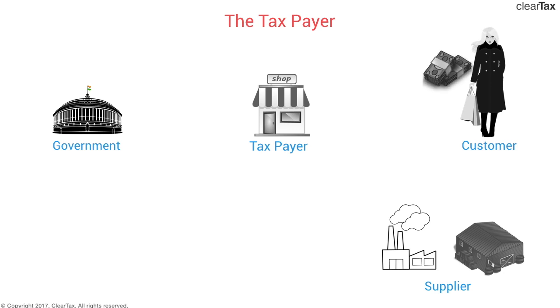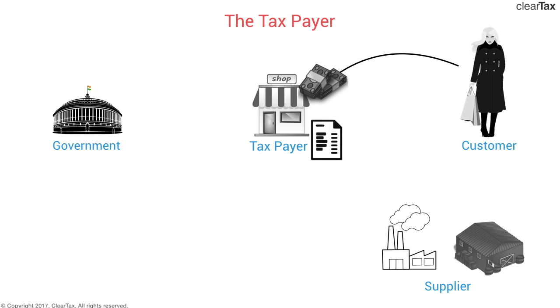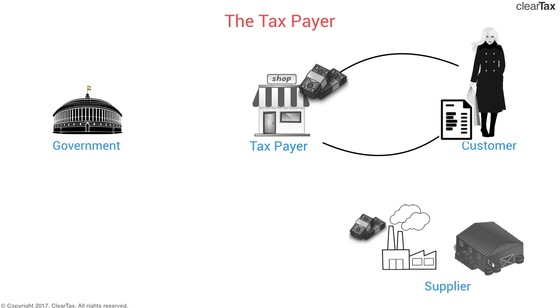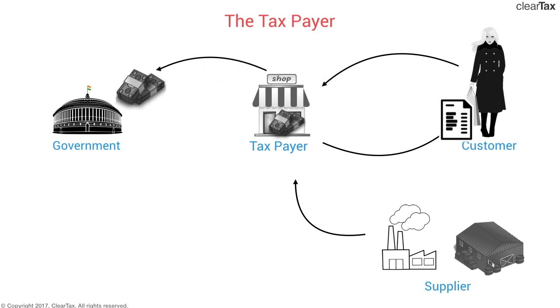First, he will have to collect tax from the customer at the prescribed rate, the rate prescribed by the government. Second, in return for collecting this tax from the customer, he will have to issue a tax invoice. Third, from his supplier, he can claim input tax credit on his purchases. The fourth step is the taxpayer paying the net tax. Net tax is equal to tax collected from the customer minus input tax credit claimed on his purchases. He'll have to pay this net tax to the government.